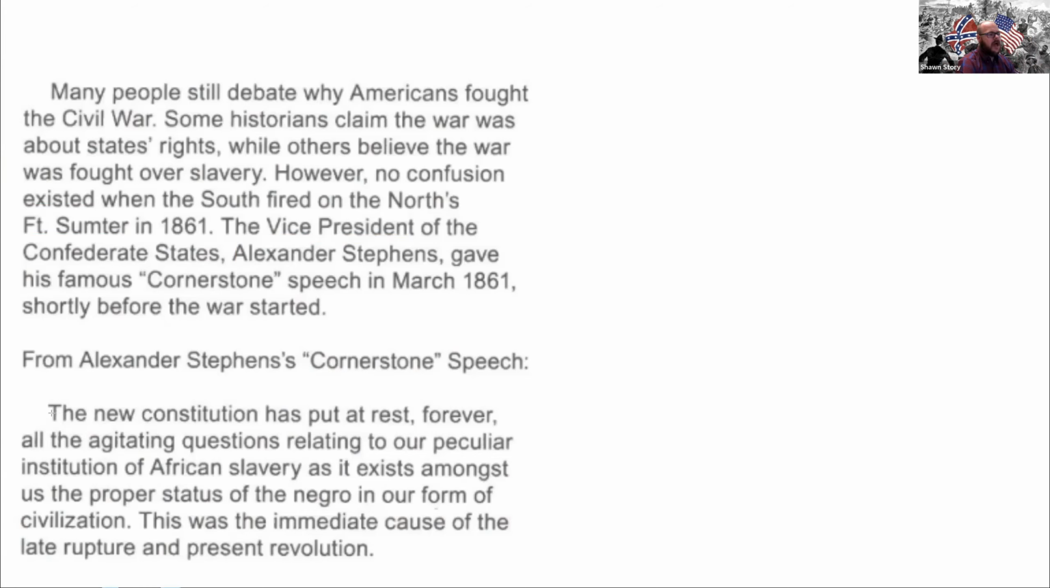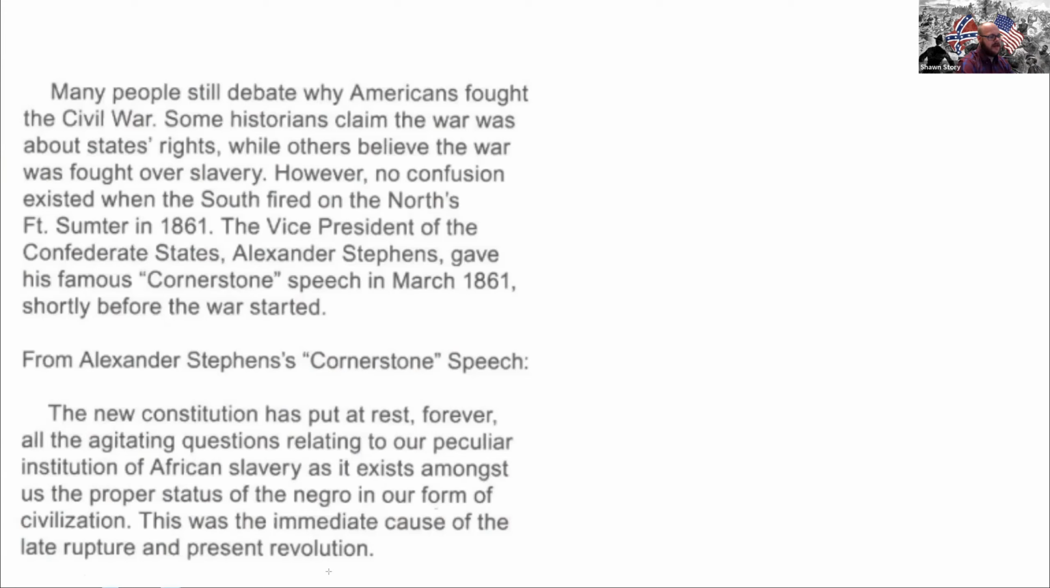Here's his speech. The new Constitution has put at rest forever all of the agitating questions relating to our peculiar institution of African slavery as it exists amongst us, the proper status of the Negro in our form of civilization. This was the immediate cause of the late rupture and present revolution.